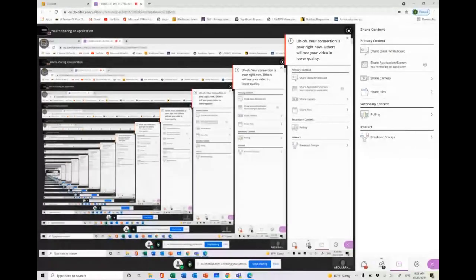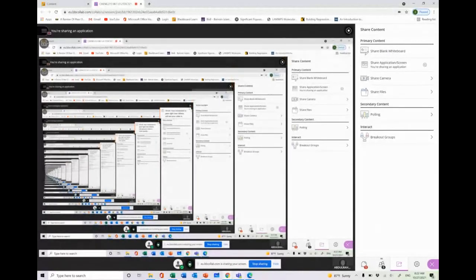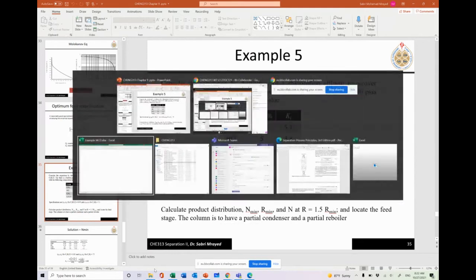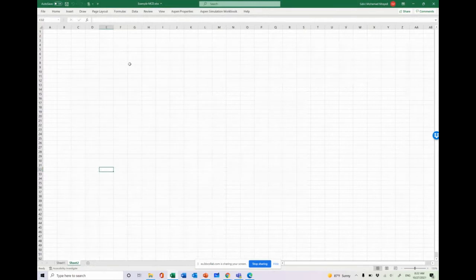Now I think you should be able to see it. Can you see the slides now? Yes, good. That was my mistake. So now what we'll do, I'll try to switch between this one and the Excel sheet. Now you can see the Excel sheet? Yes, Doctor.